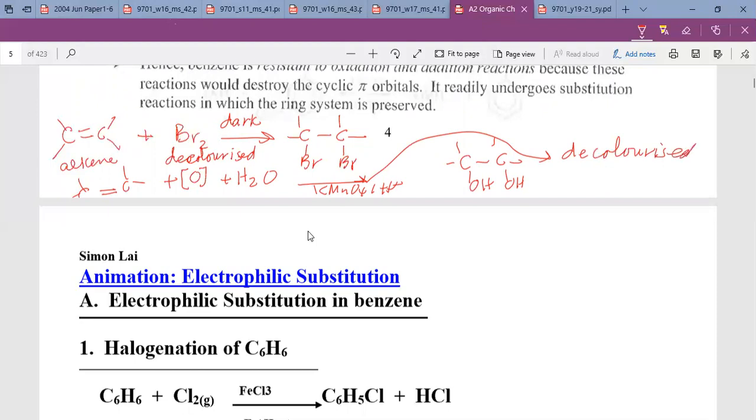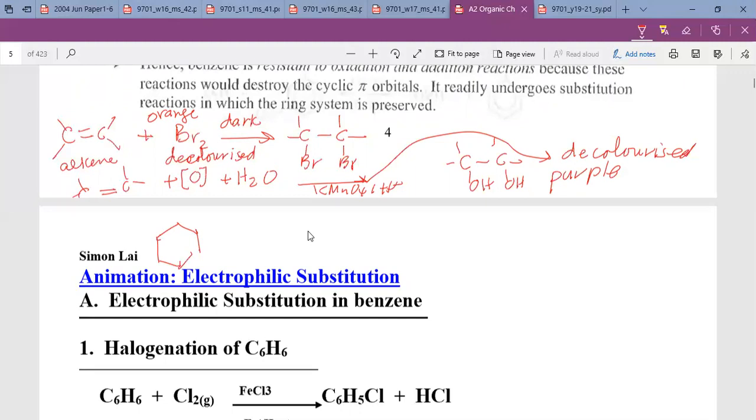So two reactions: KMnO4 is purple, and purple is decolorized. Of course, your Br2 is reddish brown or orange, and that is decolorized. Now these two reactions are very common for alkenes if the double bond is fixed. But in benzene, no reaction. Benzene, no reaction.